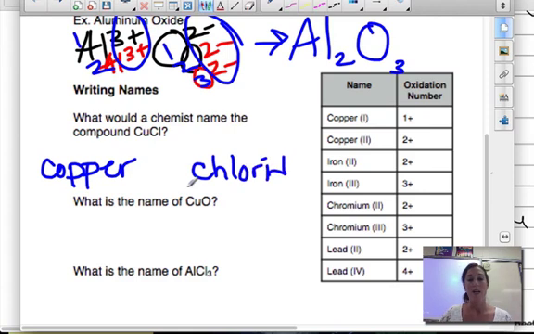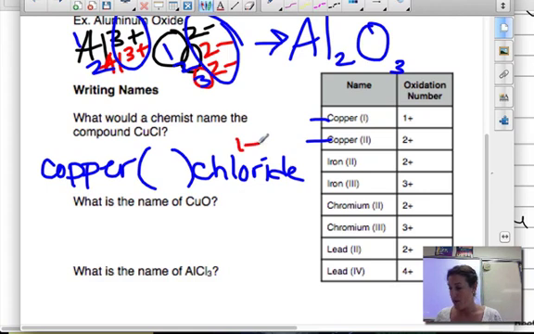However, we need a Roman numeral to identify what copper I'm talking about. If you look over here on the right-hand side, you see that copper is listed here in 2 forms, a positive 1 charge and a positive 2 charge. So to decide what Roman numeral we need, I need to look at chlorine, find its charge. Chlorine has a negative 1 charge. So to balance it out, copper has to have a positive 1 charge. Therefore, the Roman numeral 1 goes in the parentheses. So copper 1 chloride.